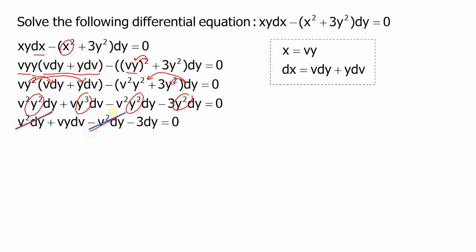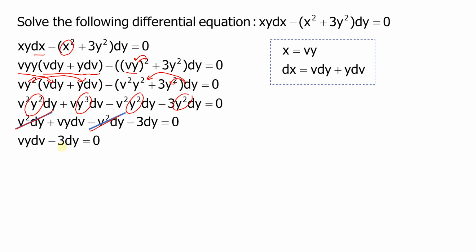So if something cancels, what I mean is, for the homogeneous style of solving DE, if something cancels after simplifying, it is a good sign that you are heading to the right answer. Okay, so it's a good sign. If nothing cancels, it's a bad sign, class. It means you made a slip or a mistake. So what remains is vy dv minus 3 dy equal to 0.